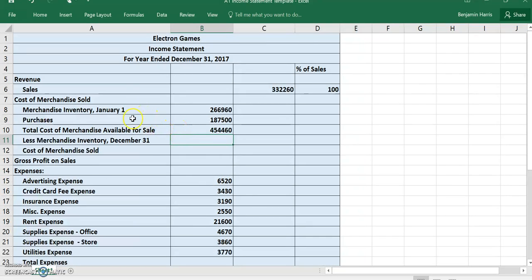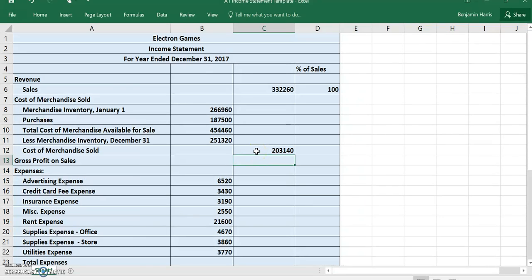So again, that's what we started with plus what we added. The next step is to take away inventory from December the 31st, and that is 251,320. This is found in the balance sheet section, merchandise inventory. So this is what we end the year with, 251,320. We're going to take our total amount minus the inventory to get the cost of merchandise sold. So we're going to take that minus that, and we're going to get the cost of merchandise sold, which is 203,140.